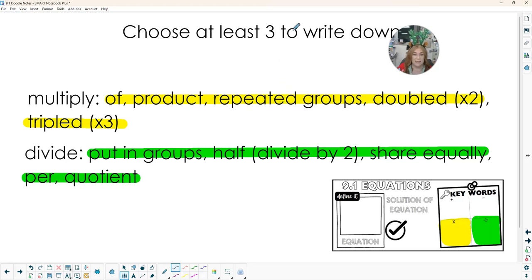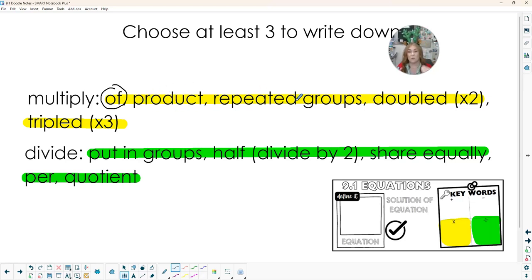Now we have multiply and divide. Same thing, write down at least 3. Write down ones that are going to be helpful to you. So that is a pretty big one. Lots of us forget because it just seems like such a simple word, but it does mean multiply. I have this many of that. So it's telling us it's repeating that. So the mathematical word is a product.